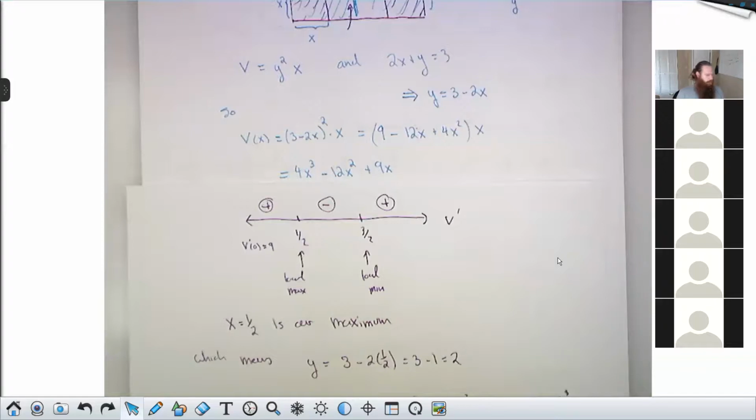Questions on this one? There will be at least one applied optimization problem on this test, right? There will be at least one curve sketching problem on this test. So there are some things you can be certain to encounter here, and this is one of them. Maybe not this exact optimization problem, but something like this.